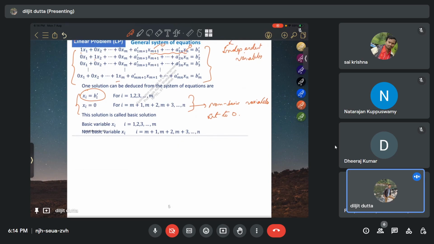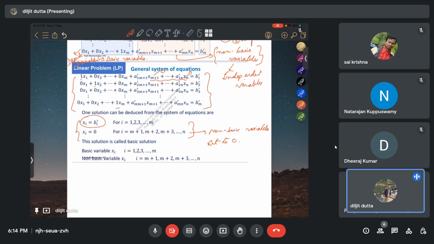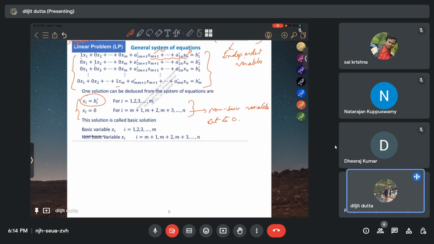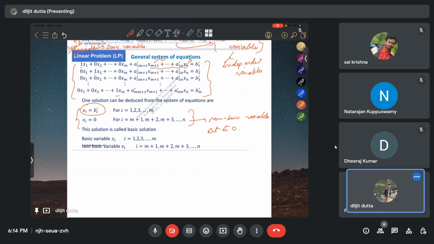This solution is called the basic solution, and x1 to xm are called the basic variables, and the non-basic variables are xm plus 1 to xn.